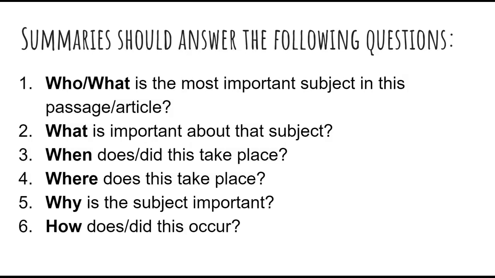When you have followed all 5 of those rules, and you are ready to actually start writing your summary, there are 6 questions that your summary is going to be answering. The first question is, who or what is the most important subject in the article? What is important about that subject? When did or does this take place? Where does it take place? Why is it important? And how did this occur?